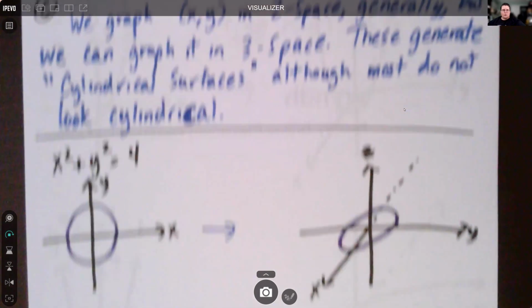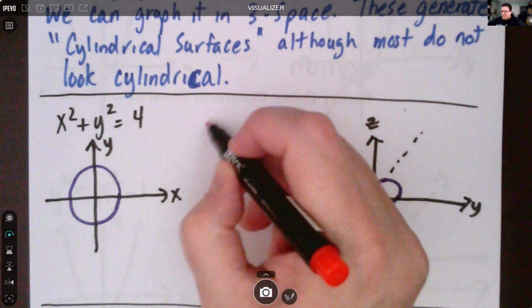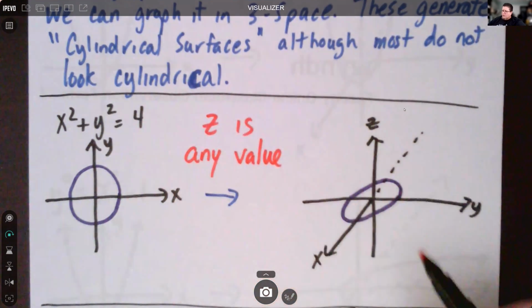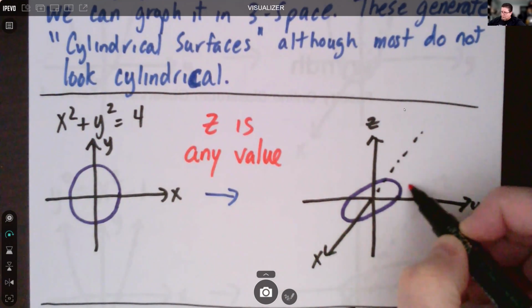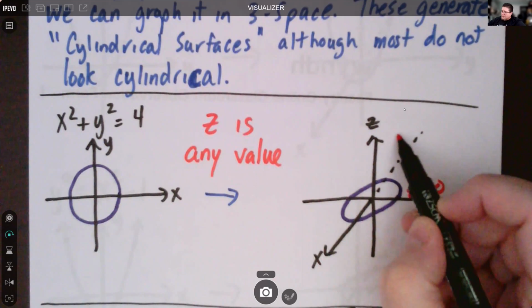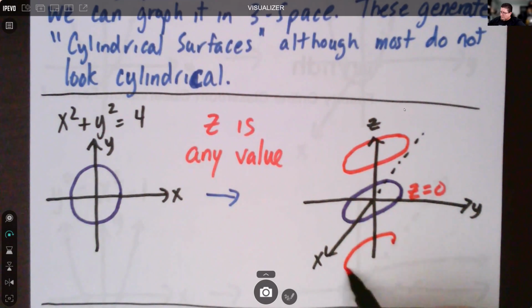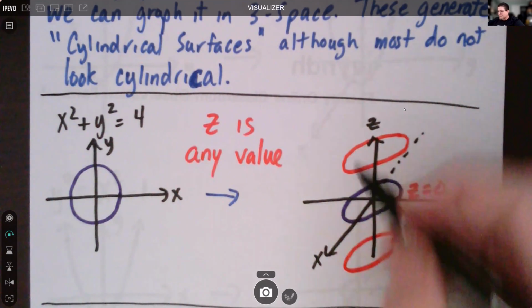If I look at x squared plus y squared equals 4, it's a circle of radius 2. Notice that there is no z listed though. So if I bring z into it by shifting to 3 dimensions, z is any value, which means we don't just have the circle in the xy plane where z equals 0 here. We can have a circle up above, circle down below. And generally what this does is it's creating a tube or cylinder.